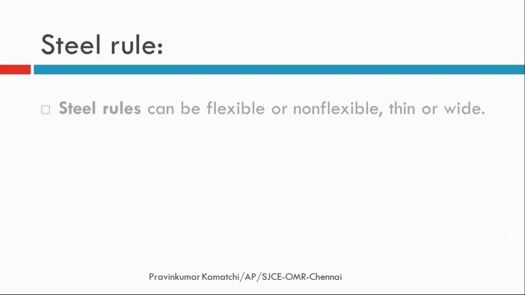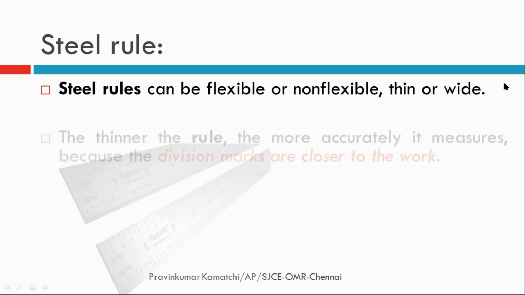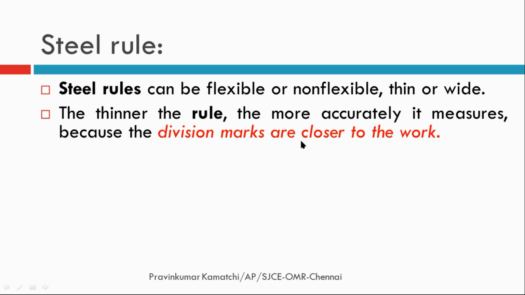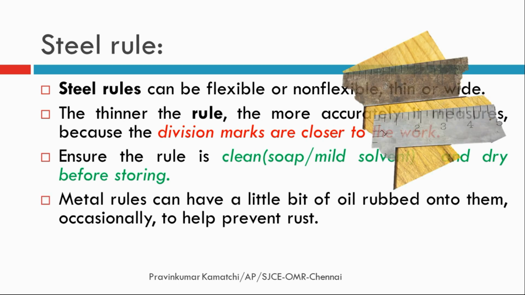Steel rule. Steel rules can be flexible or non-flexible. Sometimes it will be a very thin one, or sometimes it may be a very wide one. Generally, the thinner the steel rule, the more accurately it can measure because the division marks are closer to the workpiece. Before measuring, we have to ensure that the steel rule is clean and dry before storing. We have to use some kind of soap or mild solvent to clean the steel rule before use.